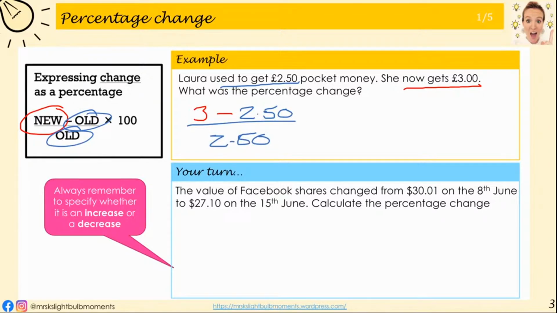We then times by 100 just to make it a percentage, because that would give us a decimal answer. If you bung that into your calculator, you would get an answer of 20. Remember, we've made that a percentage, so that actually means 20%.